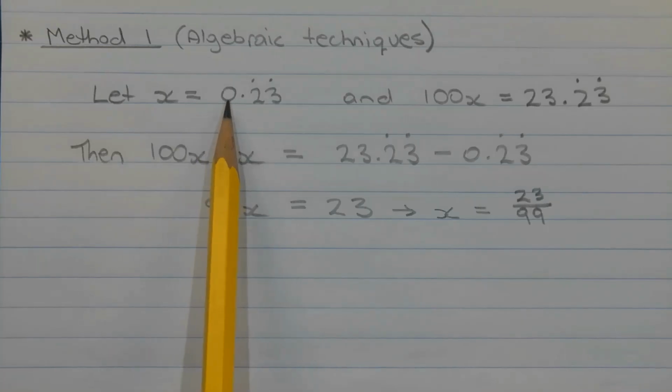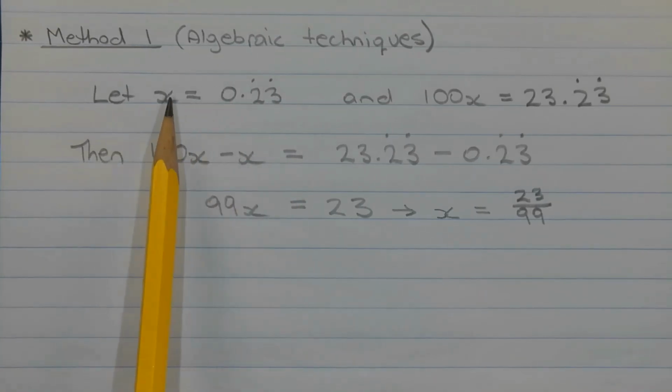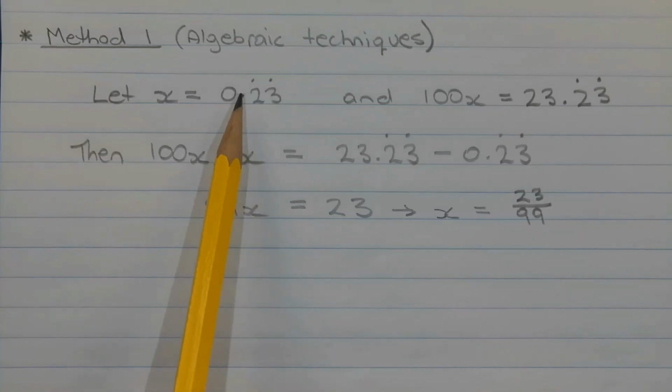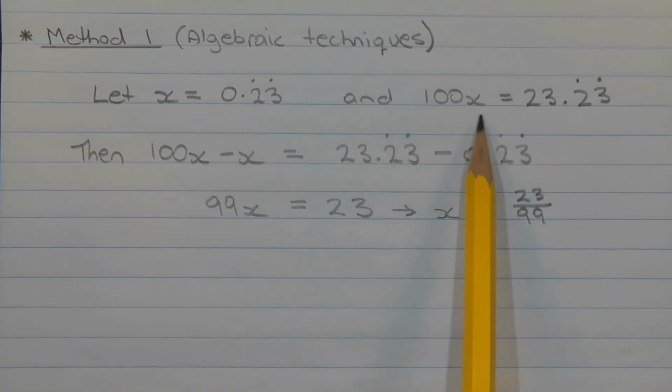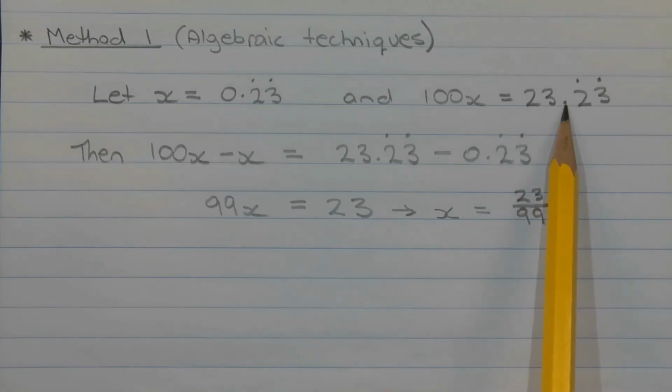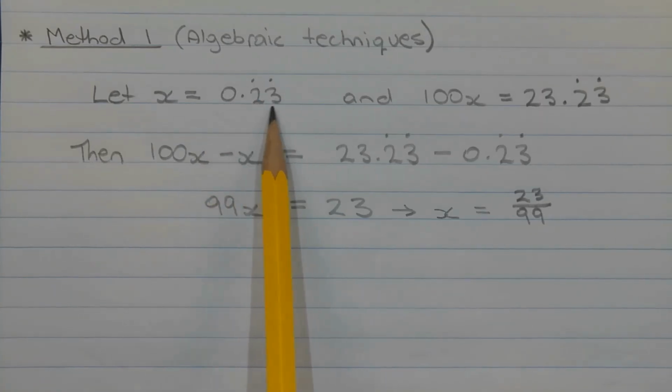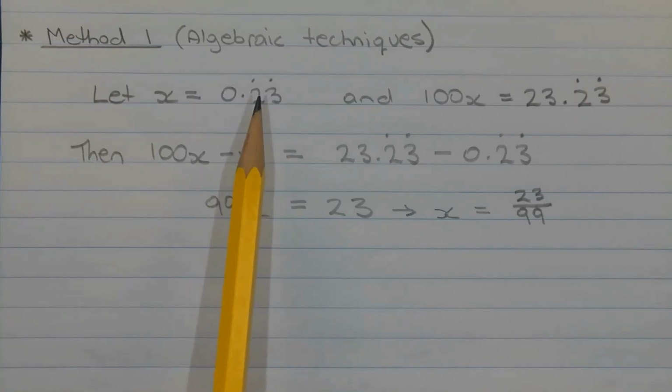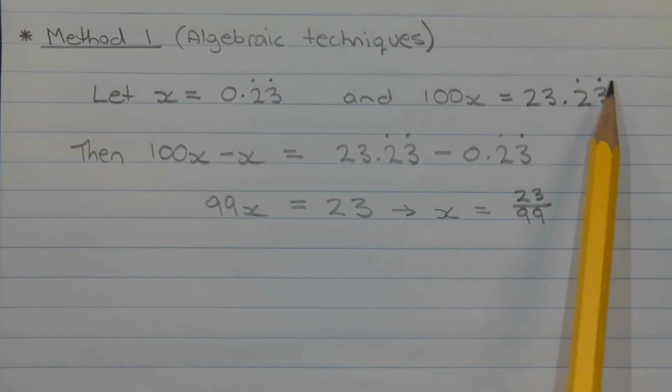Let x equal 0.23 recurring. Multiplying both sides of this equation by 100, effectively shifting the decimal point over to the right by 2 places, we get 100x equals 23.23 recurring. Now, if you recall, a recurring decimal is a decimal that just repeats itself. So 0.23 recurring is 0.232323 and so on. So moving the decimal point over 2 places does not change the recurring component of this value.